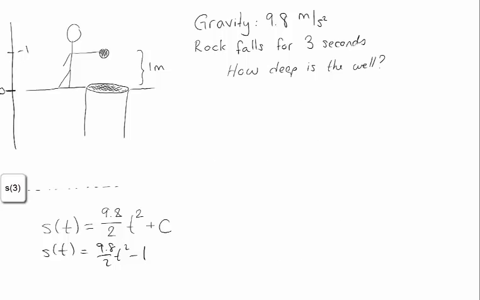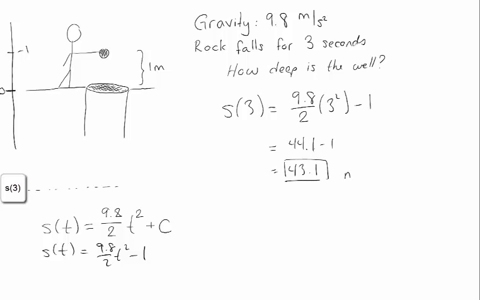Now that I know my position function, and I know when the rock hit the ground, I can figure out what position it was at when it hit the ground. It hit the ground at 3 seconds. So this is 9.8 divided by 2 times 3 squared minus 1. That's going to give me s of t at time 3, which is the position of my rock when it hit the ground. And if we figure this out, 9.8 times 9 divided by 2 is 44.1. So the depth of my well is 43.1 meters.